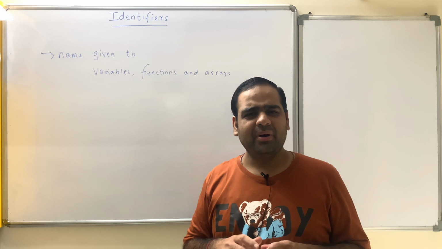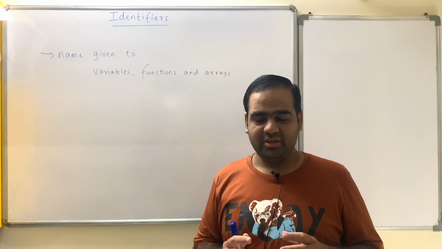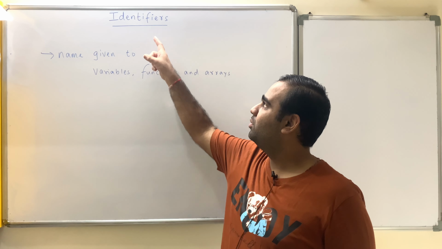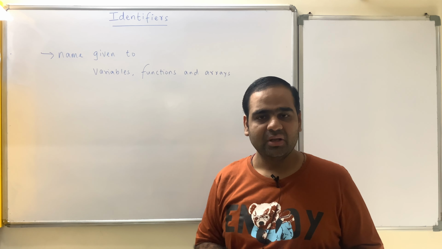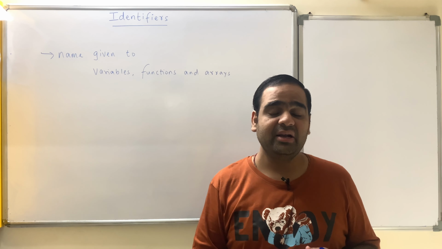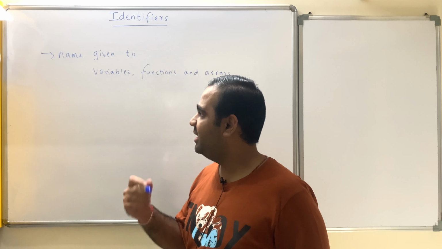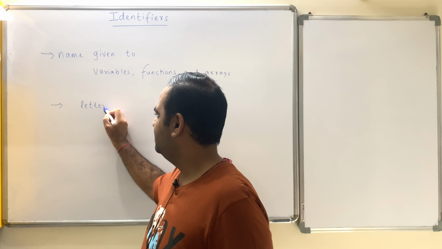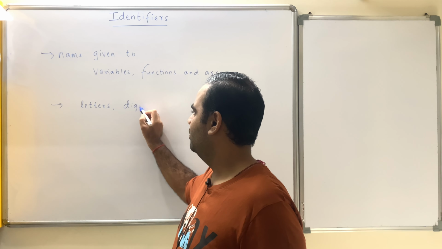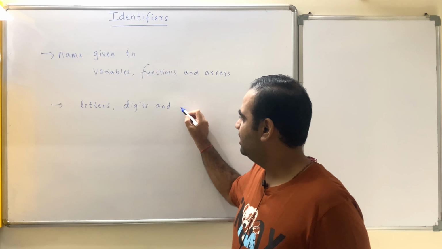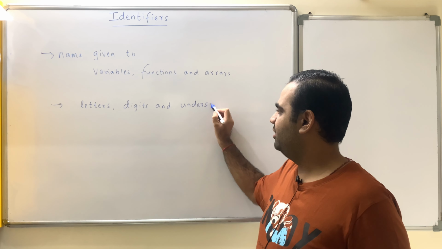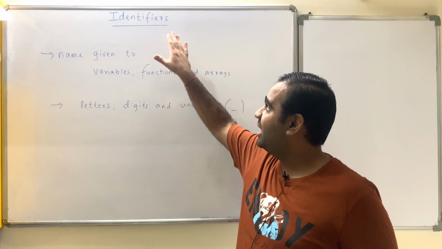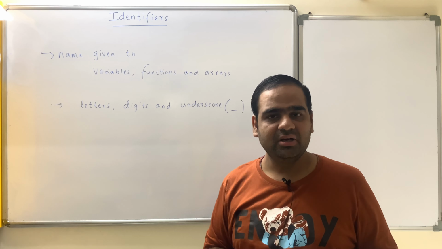Now, can we keep the person name as anything? No. There are some rules to name a person. Similarly, there are some rules for naming an identifier. But before that, let us see what this identifier is made up of. This identifier is made up of letters, digits and underscore. Now there is only one special symbol that we can use, that is underscore. Now this identifier is a combination of letters, digits and underscore.